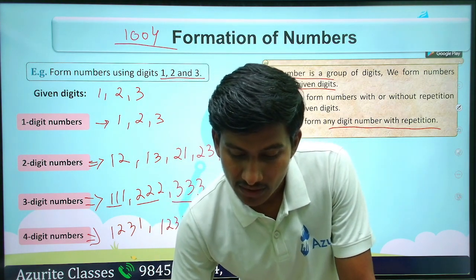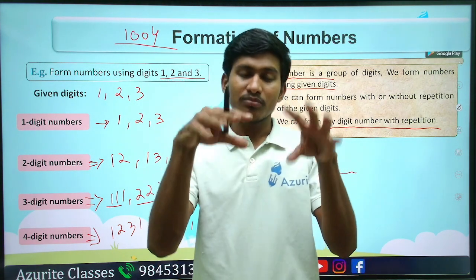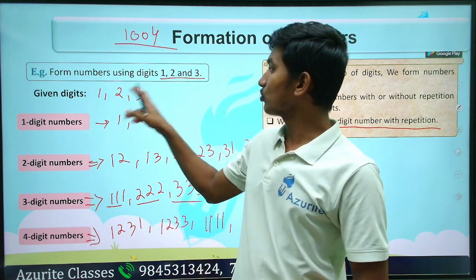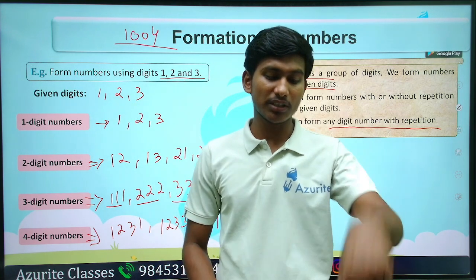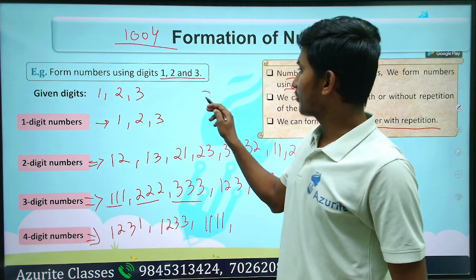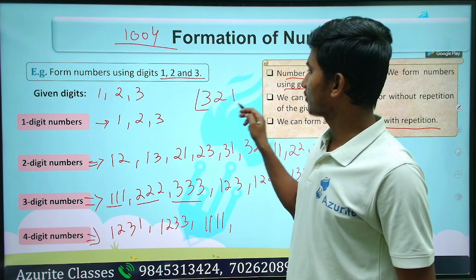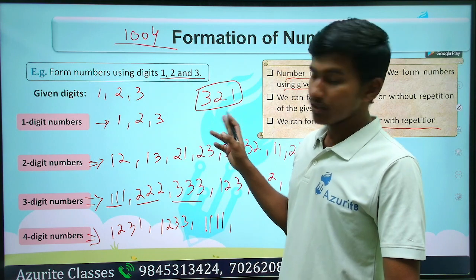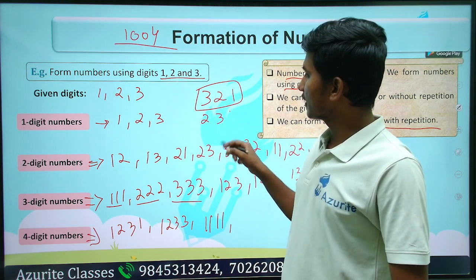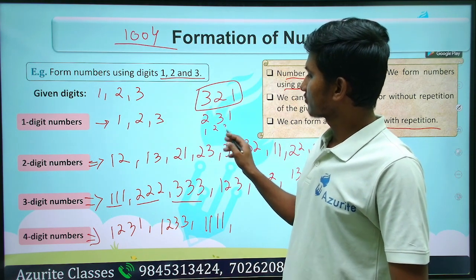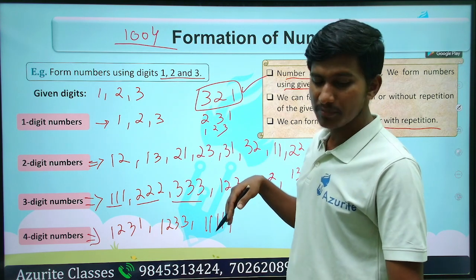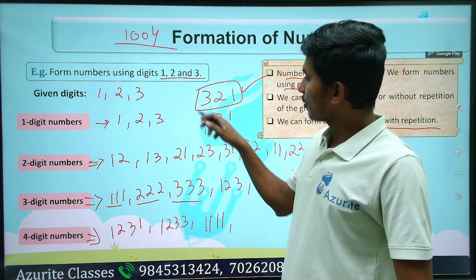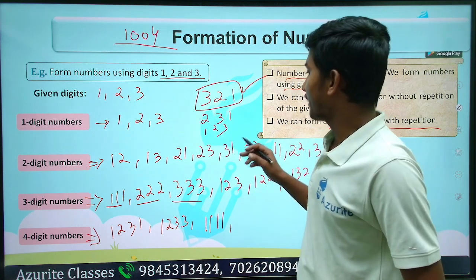So here let us see how to form the required number. If I tell you to write the greatest 3 digit number from 1 to 3 without repetition, what will you write? 3 first, then 2, then 1: 321 without repetition. We cannot repeat anything. This will be the bigger number, compared to 231 or 123. 321 is bigger. If I ask you to write the bigger number without repetition, this is how we write it. Understood?